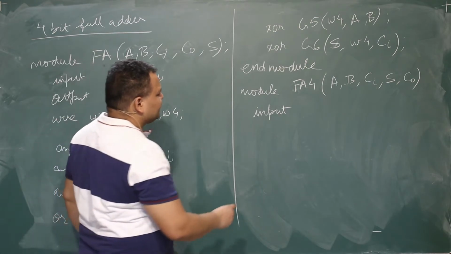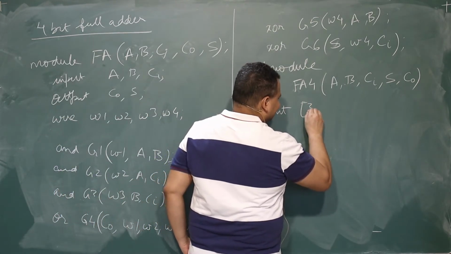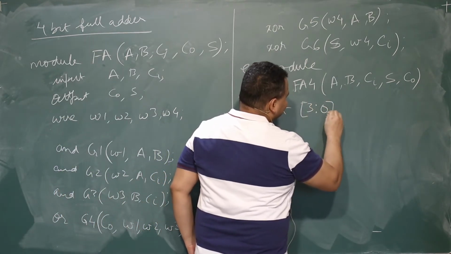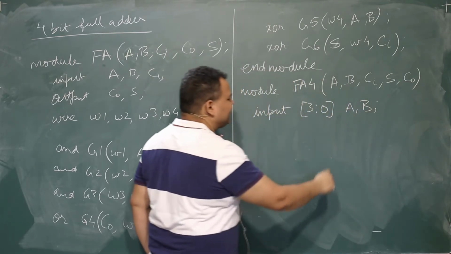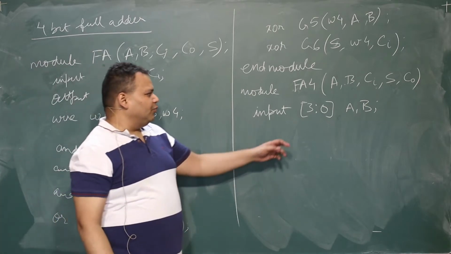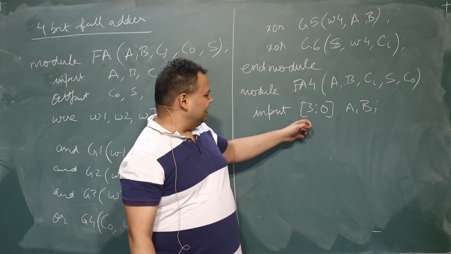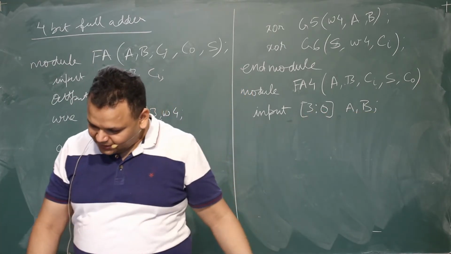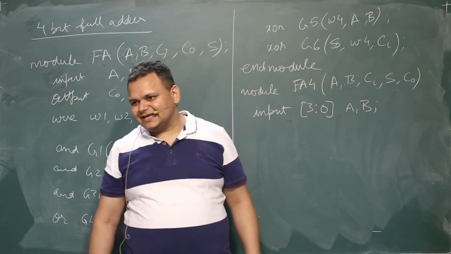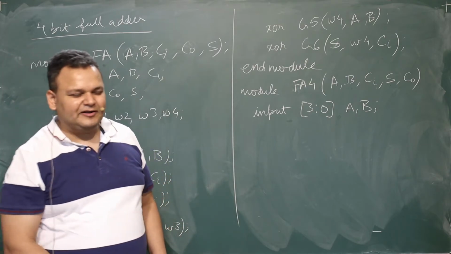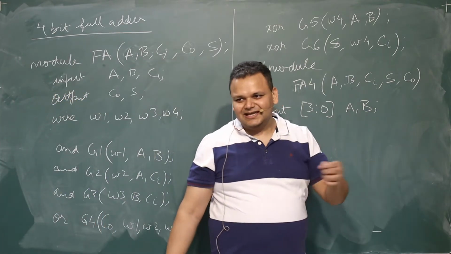Yeah, input [3:0] A, B. So here we have defined two vectors A and B. Both of them have, not comma, sorry, it's colon. So the two vectors A and B, think of it as matrices. You have two matrices A and B.